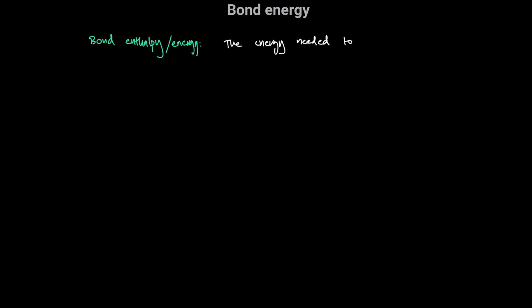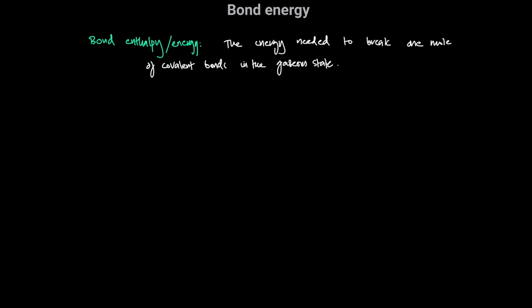to break 1 mole of covalent bonds in the gaseous state. Now obviously, when we break covalent bonds in the gaseous state, we end up making gaseous atoms.